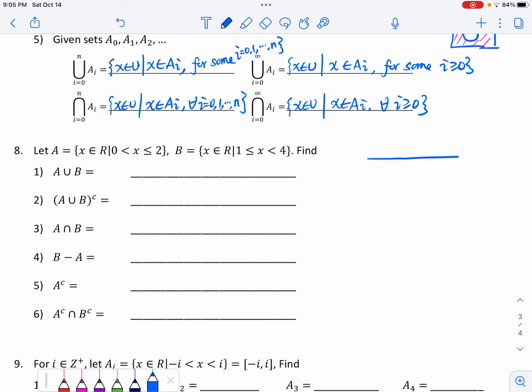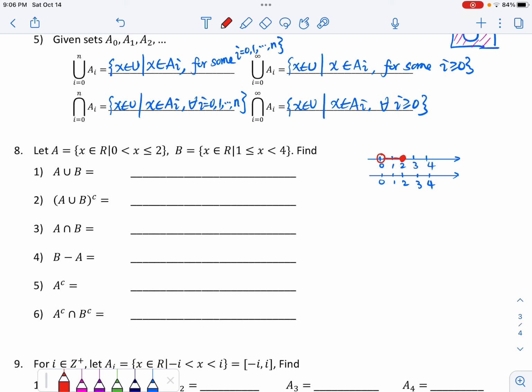Sometimes it might be easier for you to draw both sets. So this is the real line, and this is 0, 1, 2, 3, 4, and again 0, 1, 2, 3, 4. And the first set is X greater than 0, less than or equal to 2. So I'm going to graph X greater than 0, so 0 is not included, but less than or equal to 2.